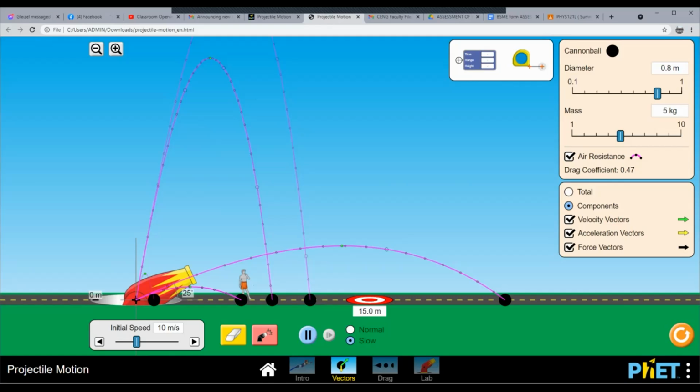So dahil binawasan natin yung speed, what happens? What happens now? Maikli din po yung travel distance. Mas nabawasan din yung kanyang distance na travel. So if we want to hit this 15 meters target, shall we reduce the 10 meter per second initial speed, or shall we increase? Increase po, ma'am. So we're going to increase.